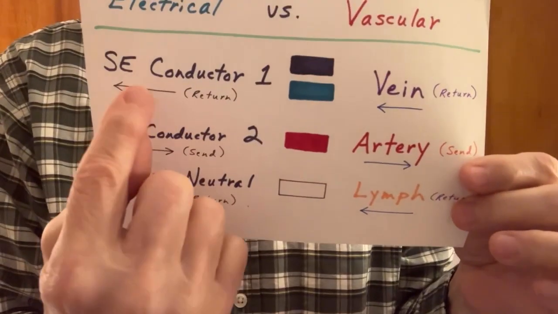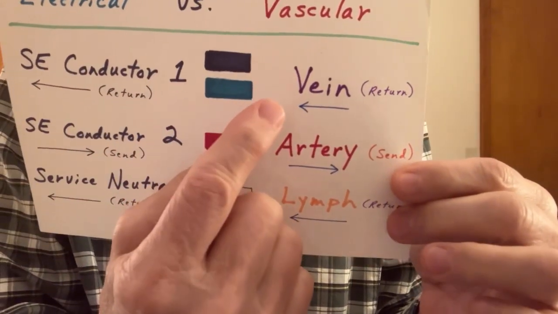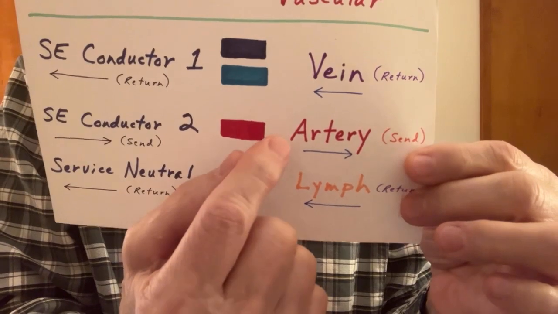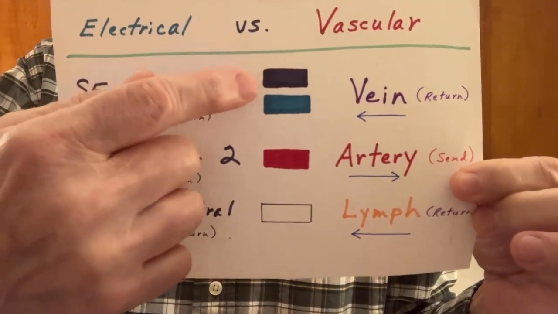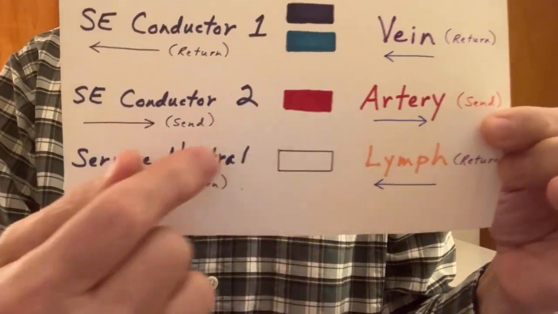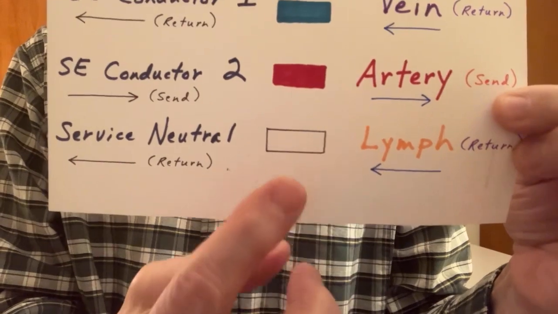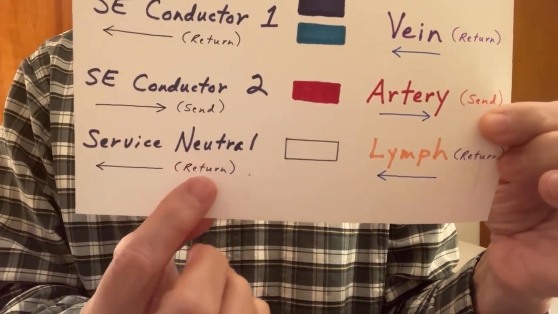I said you have your service entrance conductors, all right? And they're analogous to your vein, and your artery, and your lymphatic system. I talked about that. Got your dark blood here, all right? And then you have your red blood here, your artery, and your lymphatic fluids, which can be white or grayish or yellow. And here's your service neutral, okay?